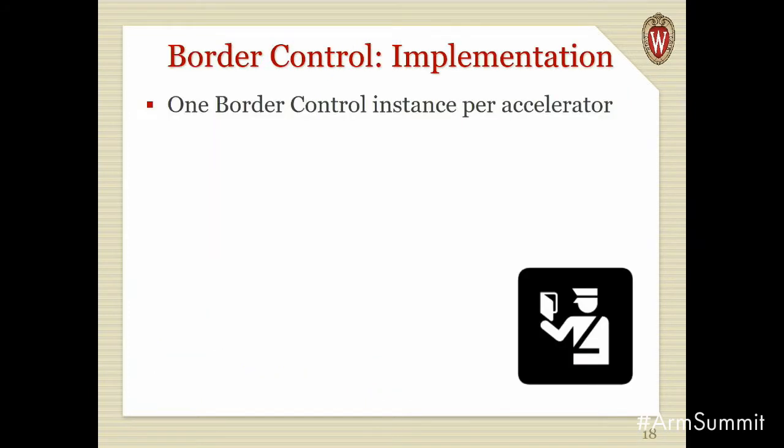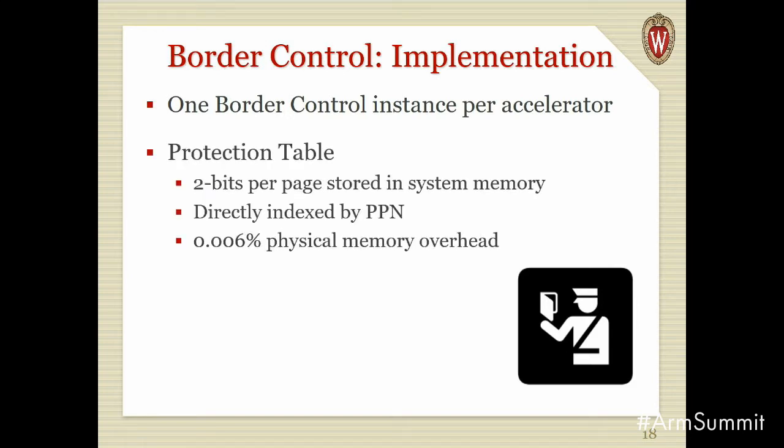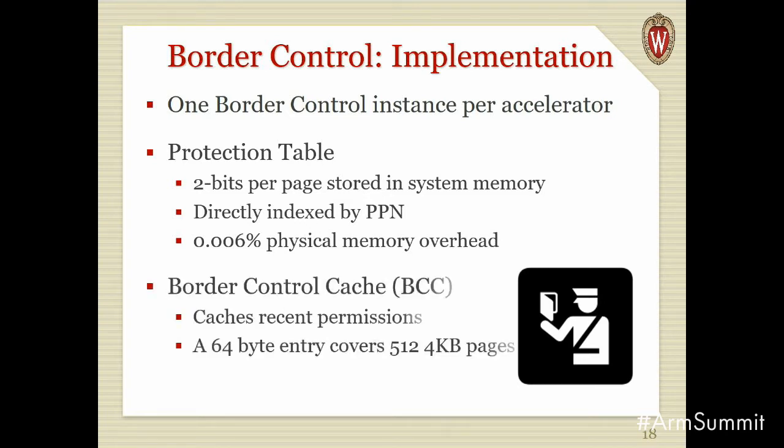So what does border control have to do? Well, I'm not going to spend time talking about the details of the implementation, but it's really simple. There's one instance of this simple controller. For each accelerator, there's a protection table that stores 2 bits of state per page, obvious state bits here. It's directly indexed by the physical page number, and it takes a tiny amount of memory because it's 2 bits per 4K page. And then the border control agent itself has a cache to cache those permissions, and a single cache entry can hold a whole lot of stuff because it's 2 bits per page.